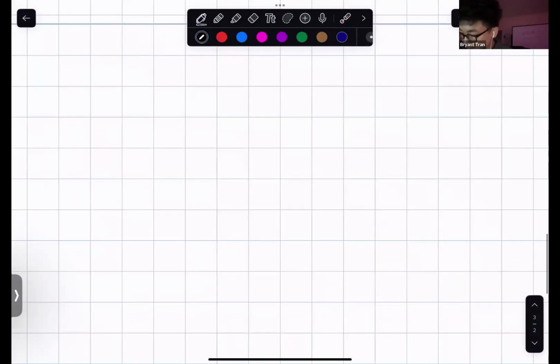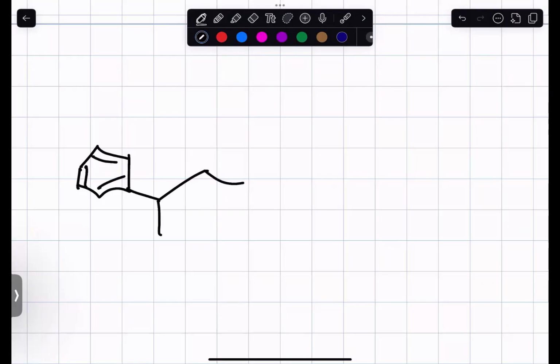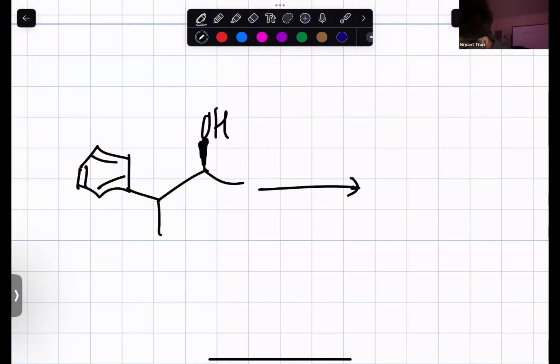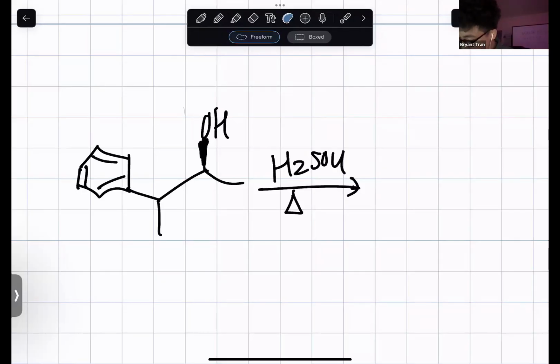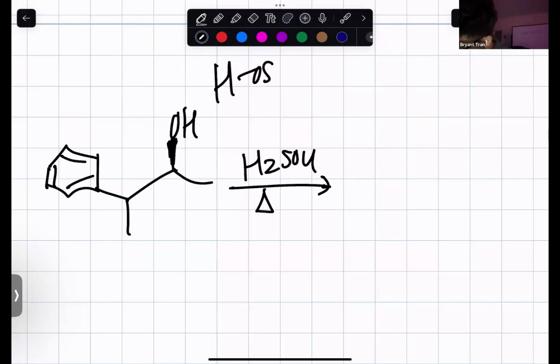Let me show you an example with an E1 reaction here. So let's say we have something like this. Benzene, OH. And this time, let's do H2SO4 and heat. So H2SO4, I'm going to draw out in this form for the mechanism. What do you think is going to happen in the very first step? It's the same exact first step as we did previously.